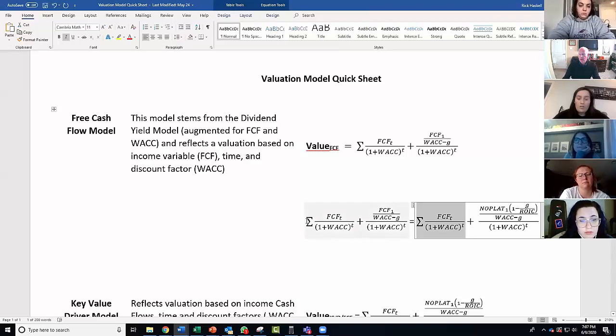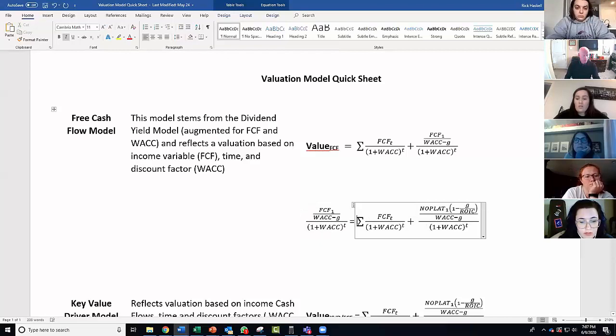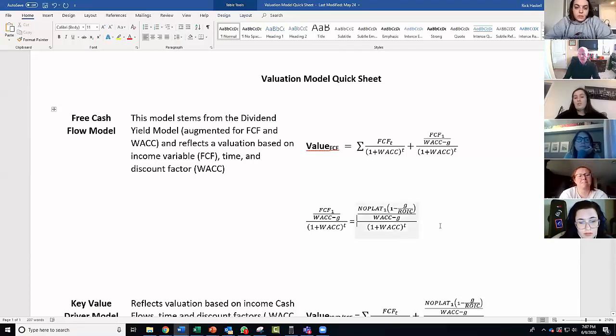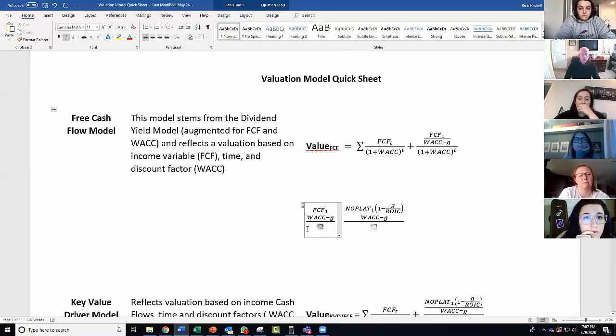So I'm going to subtract this summation from this side of the equation, and I'm going to subtract it from that side of the equation. Because when I've done that, I'm still good algebraically, right? What else do I want to get rid of here? Well, if I multiply both sides of both of these equations by 1 plus WACC to the t, what happens? You're left with the numerators. Yeah, so if I multiply both sides by this number, that means the denominator disappears. Okay?